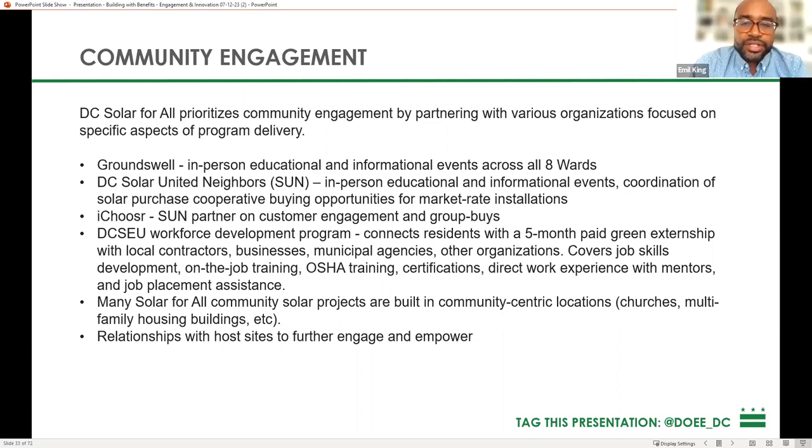DC Solar United Neighbors, or SUN, provides a lot of information events that feed households into our program. They also coordinate solar purchase cooperative buying opportunities. And we have iChooser, which is partnering with them. The DCSCU has a workforce development program as well, so projects that are coming online for the program can actually receive training opportunities. Ultimately, many of our projects are built in community-centric locations that are churches, multifamily housing, et cetera. So we are always engaged with those host sites to further empower residents and get more people signed up.